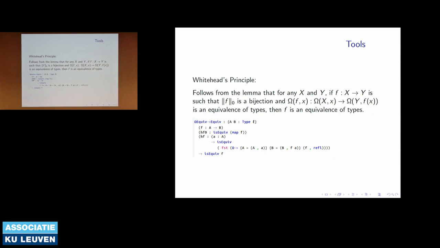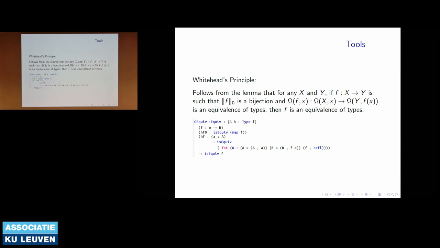Whitehead's principle follows from the lemma that says that for every x and y, if the set truncation of f is a bijection, and the map between the loop spaces given by f is an equivalence of types, then f is an equivalence of types. We're getting towards the end of the talk, so I decided to include a little bit more Agda code from here on.